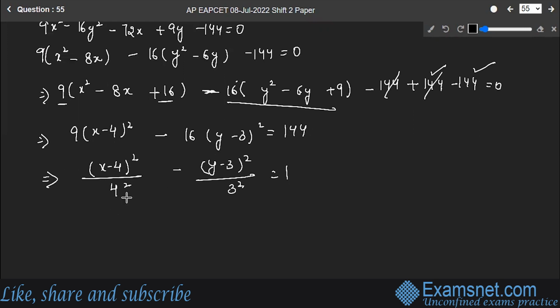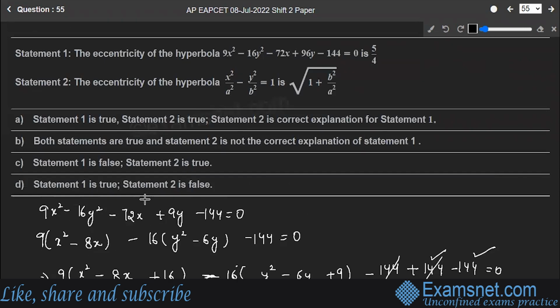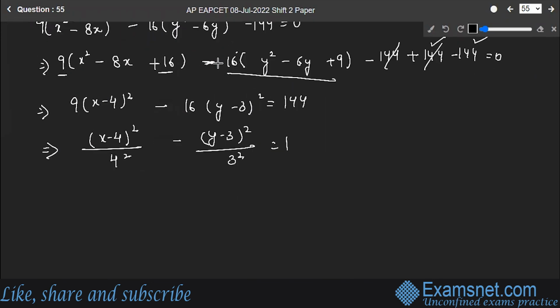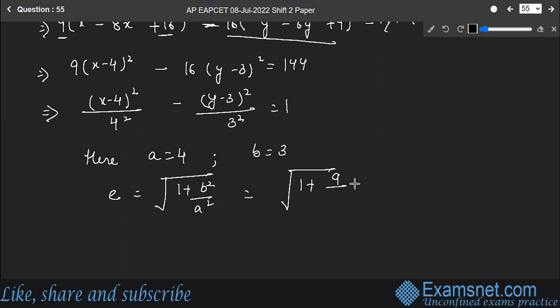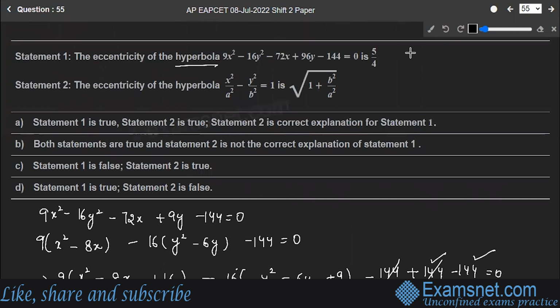So now over here, if I'm comparing this with the general equation of the hyperbola, here a is 4 and b is equal to 3. So the eccentricity will be given by this, the square root of 1 plus b squared upon a squared. b squared, which is 3 squared, 9, upon 16, 4 squared is 16. This gives me the square root of 25 by 16, which is equal to 5 by 4, which is true, which is given to us in the question. So that means statement 1 is correct.